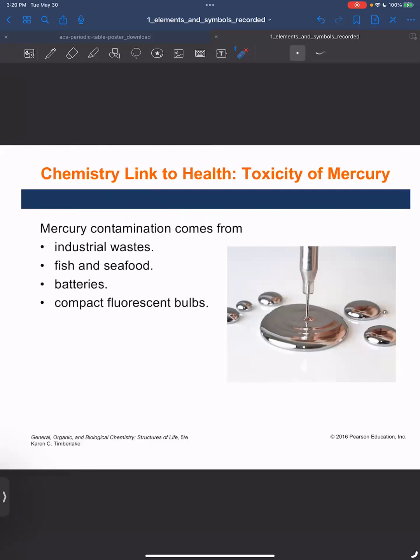Mercury contamination comes from industrial waste, fish and seafood, batteries, and compact fluorescent bulbs. So if you do come across something that contains mercury, let's say you have an old mercury thermometer at work, it's important to contact someone who is in charge of waste disposal at your hospital or place of employment to dispose of that mercury thermometer properly. For our laboratories, we've switched to only digital thermometers. But once again, there are some mercury thermometers out there that we need to be very mindful of disposing properly. Same thing, for example, with fluorescent bulbs and batteries. It's important to always dispose of your waste properly so that it doesn't go into the landfill or into our water.